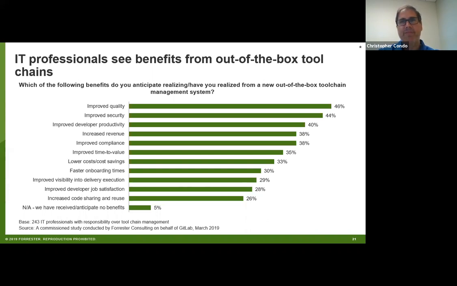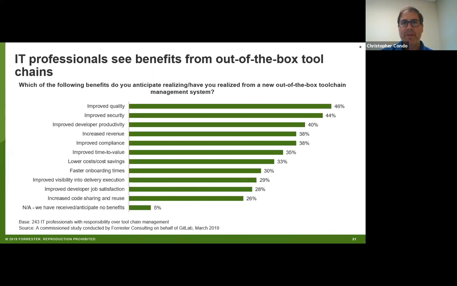Improved security. Almost half of the teams are seeing improved security because they're using a single tool chain rather than a diverse set of tool chains. So that's making your CISO happy. Improved developer productivity, well, that's making your dev manager happy. It's making the CTO happy because the developers are spending less time on tools and more time on getting work done. And increased revenue, which is something I didn't expect to see. I expected some of these other things, but increased revenue is really quite startling. Close to 40% said that they saw increased revenue from using these out-of-the-box tool chains.